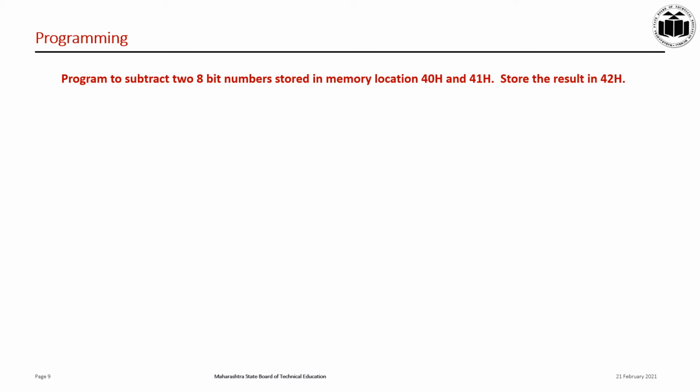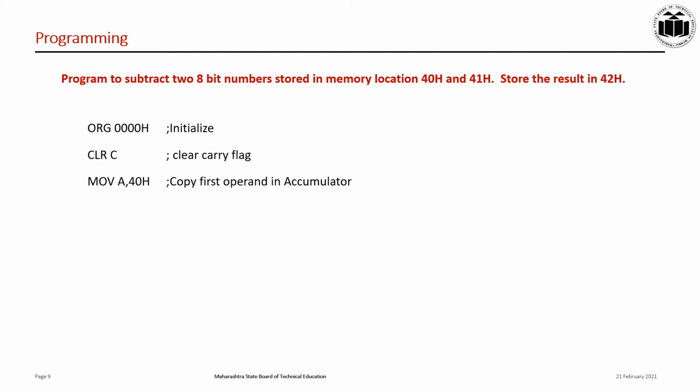Next program is to subtract two 8-bit numbers stored in memory location 40H and 41H and store result in 42H. ORG 000H to initialize starting memory address. First, we have to clear carry flag for subtraction, so CLR C. MOV A, 40H. The content of memory location 40H will copy to accumulator.